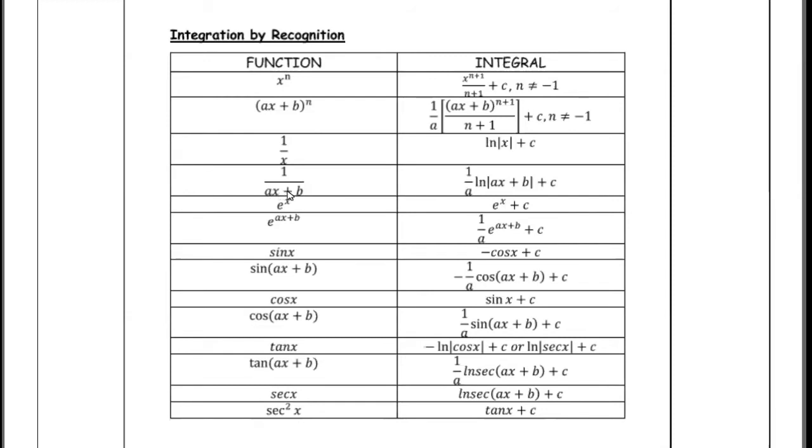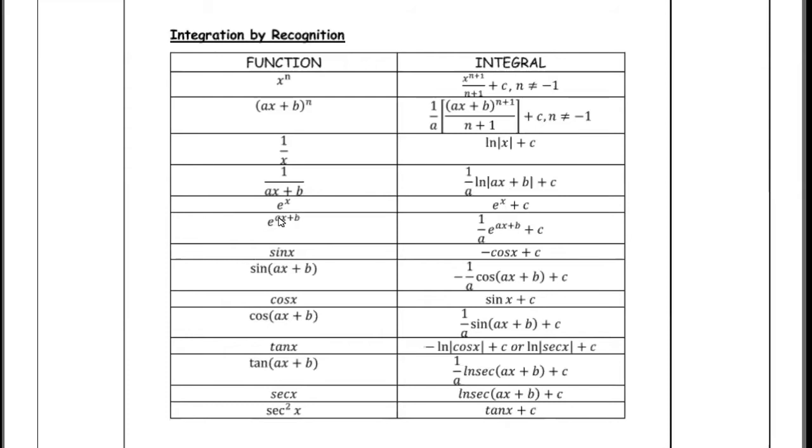Integrating 1 over ax plus b. Well, what you have to realize is that the differential of the denominator needs to be in the numerator for it to be ln. So what we do is multiply it by a over a, and so we get 1 over a ln the modulus of ax plus b. Integrating exponential power, we just divide by the differential of what's in the power. So we integrate e to the x to get e to the x.